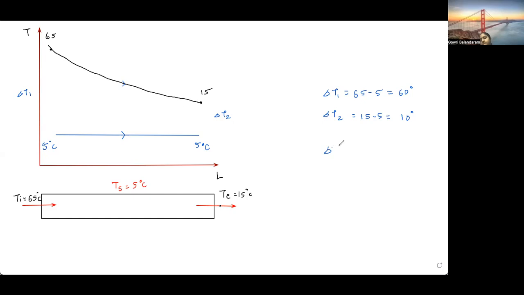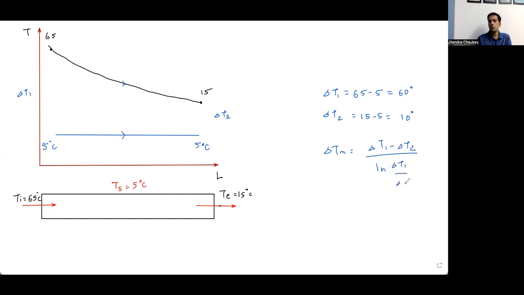Delta T mean will be equal to delta T1 minus delta T2 upon log to the base e of delta T1 by delta T2. This will be equal to 60 minus 10 upon log to the base e of 60 by 10. And this will be the mean temperature difference. Did you find the value? I sent you the solution for number 3. That I did.